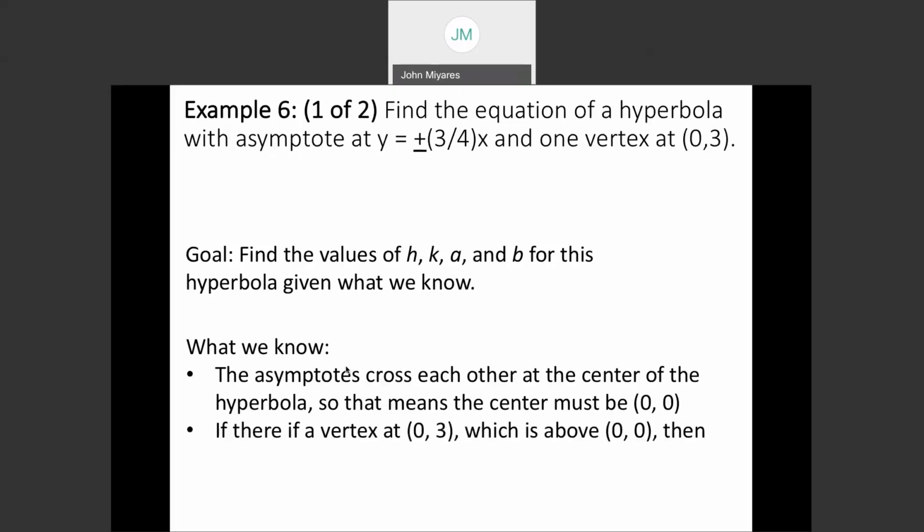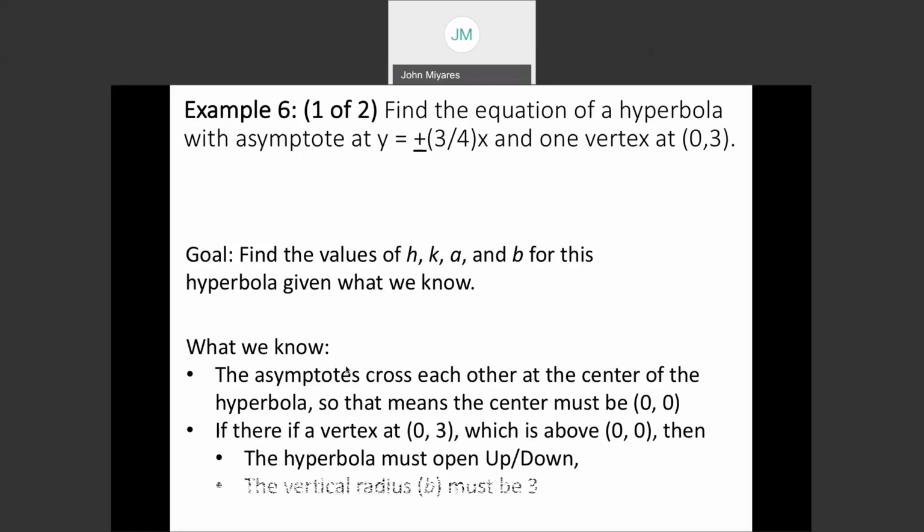Next, we're told that there's a vertex at (0, 3). This vertex is vertically above (0, 0). So this tells us that the hyperbola must open up and down, and that the vertical radius, b, must equal 3.